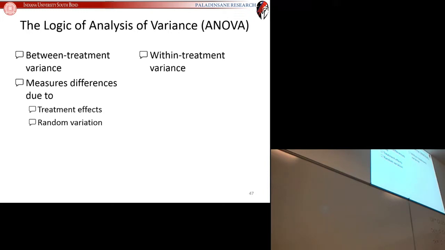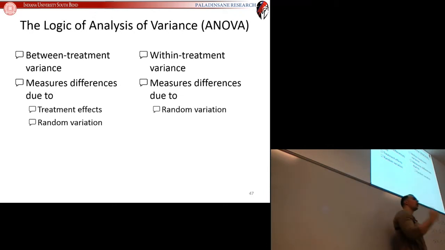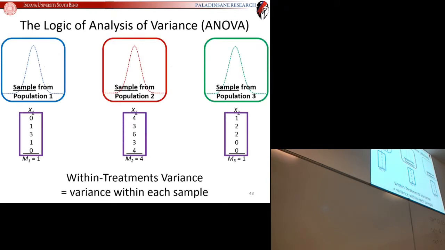Your within treatment variance is going to measure the differences, and this is the important part, of random variation and only random variation. So that measures how much random variation you can expect. So let's take a look here at sample number 1. Sample number 1 received the same treatment. So if this was a drug experiment, if this was drug trials, sample number 1 all received the same drug. So any differences in their scores cannot be due to that drug because they all received the same treatment. They all received the same drug. So there's no treatment effects possible inside sample 1. Any differences we see in this sample is due to random variation.